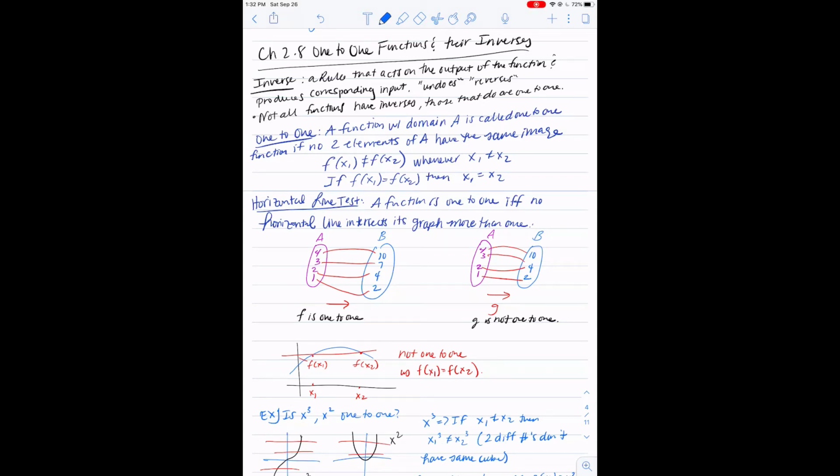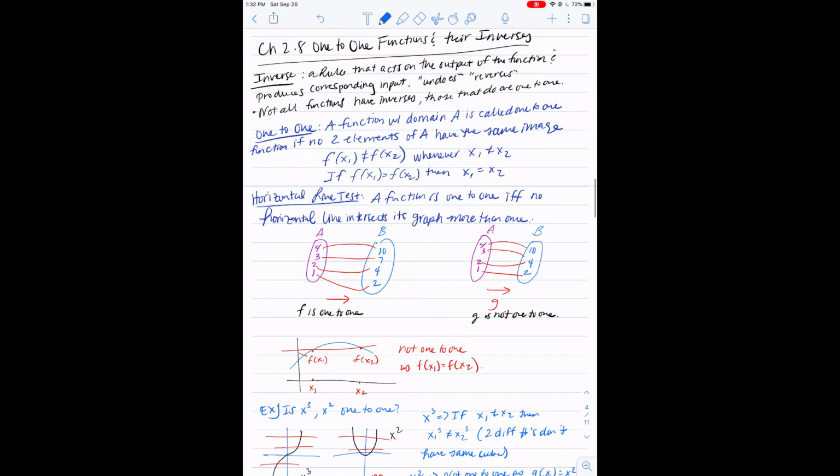In this video, I'll be going over chapter 2.8, which is one-to-one functions and their inverses. So an inverse is a rule that acts on the output of the function and produces a corresponding input. So an inverse essentially undoes or reverses what the function originally did to get us back to our original domain. Not all functions have inverses, but those functions that do have inverses are called one-to-one functions.